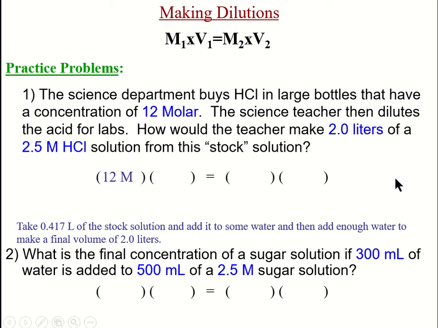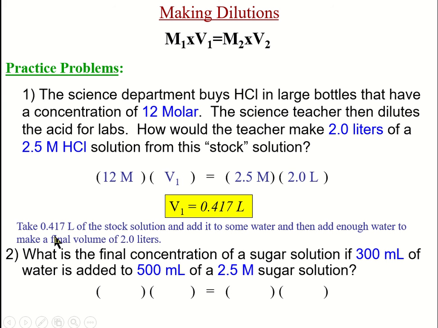So we're going to plug in all of our known numbers. We know that the M1 is 12 molar, the concentrated solution is 12 molar. I don't know how much of the 12 molar solution I need to use to make this, but I do know that I want my final solution to be 2.5 molar, and I'm making 2 liters here. So I need to calculate this, and in order to do that, I would multiply these two together, divide both sides by 12. I wind up with a volume of 0.417 liters.